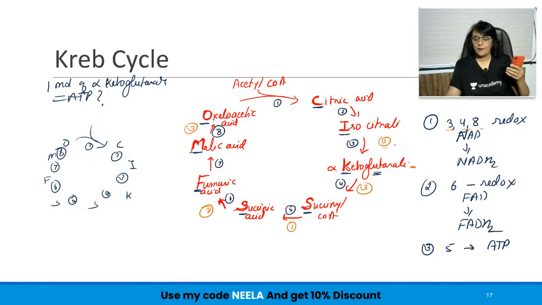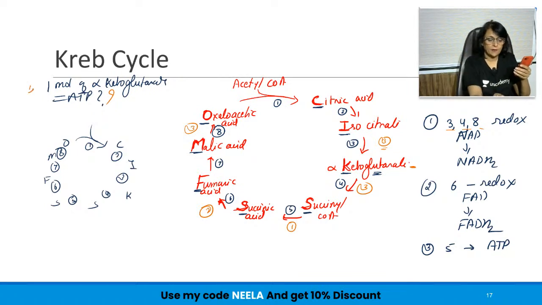So, this step is not there. You are starting with alpha keto. So, 3 and 1, 4, 5, 6, 7, 8 and 9. This is how you're going to answer. And how much time is it going to take? Not more than 20 to 30 seconds. Okay. Now, listen to the question.